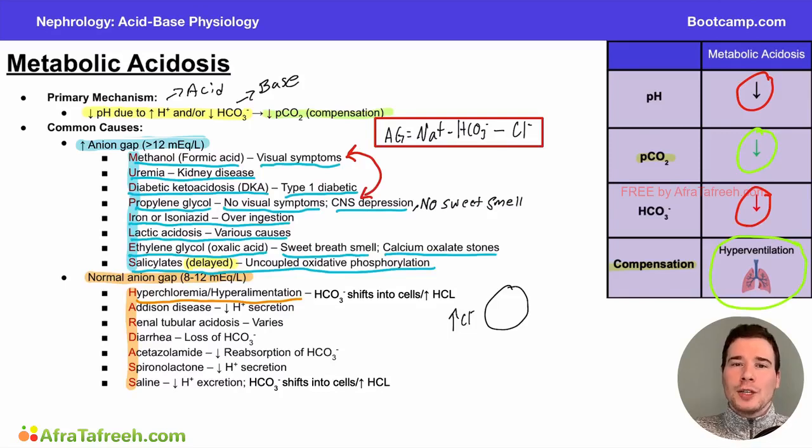We have too much negative charge outside of the cell. So the body is going to work to put some other negative charge inside of the cell, and in this case, it's bicarbonate. So to regain our balance of positively and negatively charged anions outside of the cell, the body is going to make an exchange.